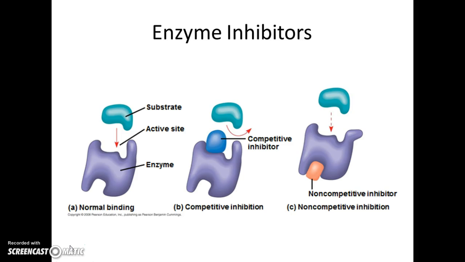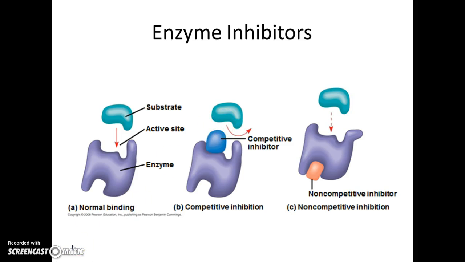To start with, the competitive inhibitors bind to the active site of the enzyme, so the substrate actually has to compete with it. We see that going on right here. The competitive inhibitor binds to the active site, the substrate can't, and the substrate cannot be made into a product.